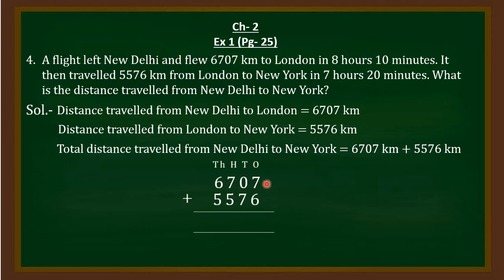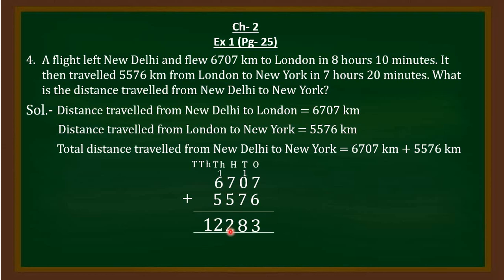So kids, 7 plus 6 would be 13. So keep 3 at 1's place and carry 1 to 10's place. Now at 10's place, 1 plus 0 would be 1 and 1 plus 7 would be 8. Moving to 100's place, 7 plus 5 would be 12. So keep 2 at 100's place and carry 1 to 1000's place. And 1 plus 6 at 1000's place will give you 7 and 7 plus 5 will give you 12. So we need 10,000's place so that we could write 12.